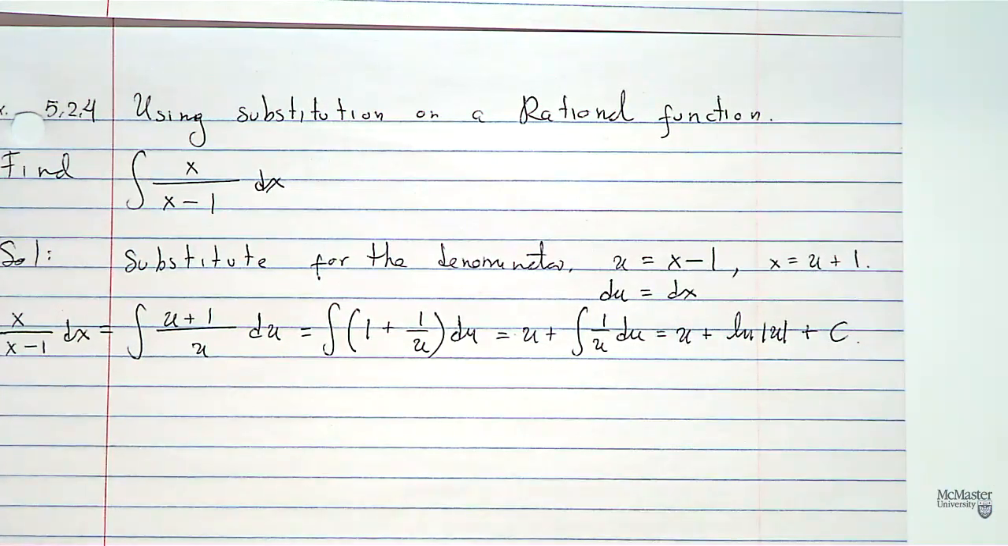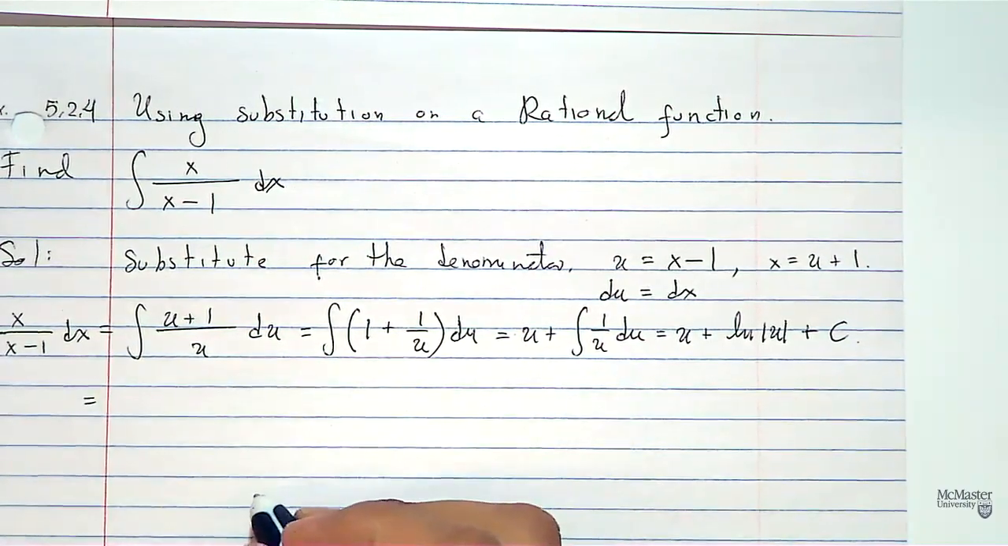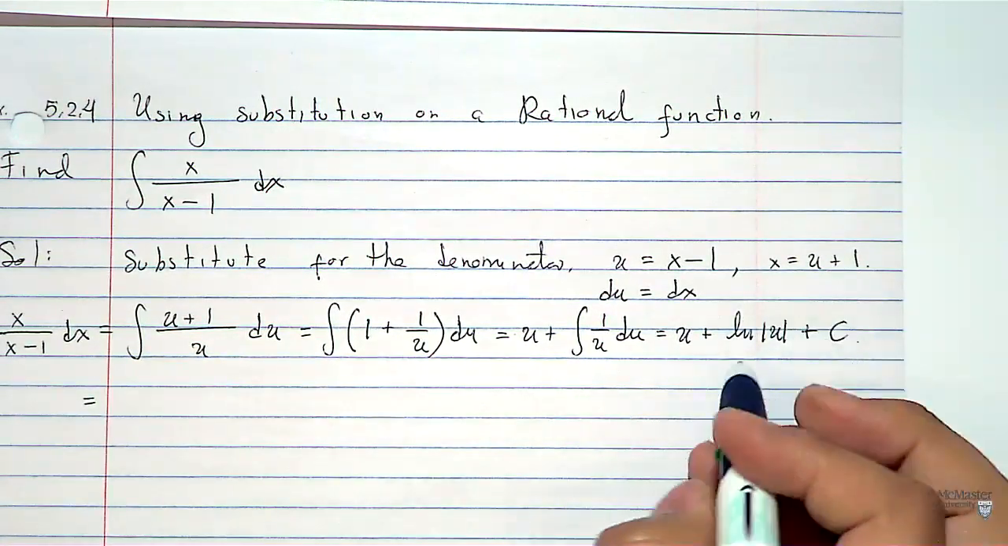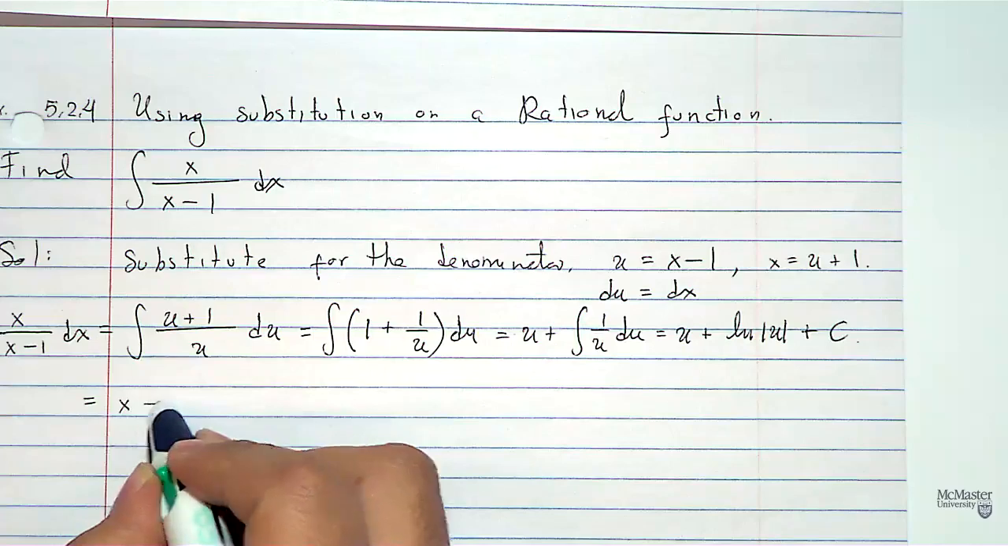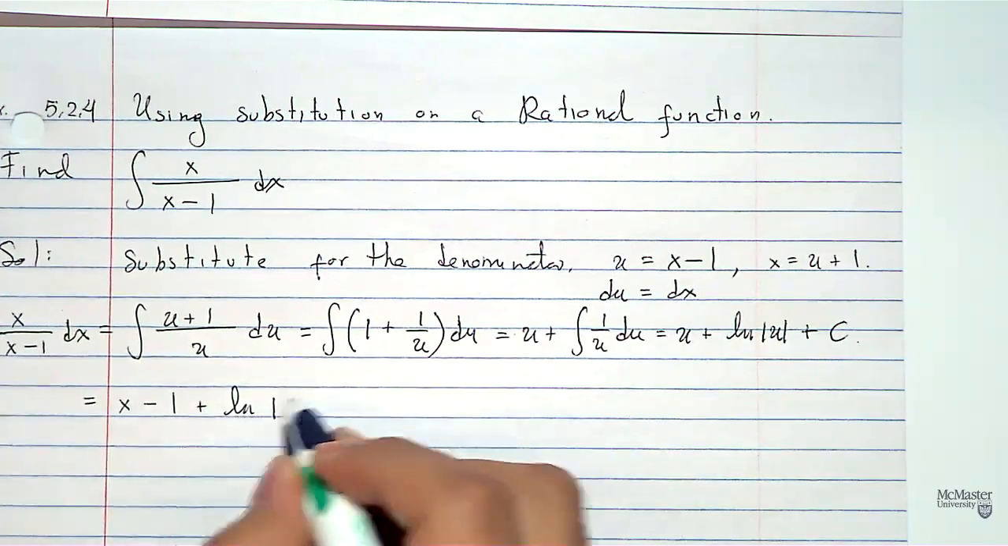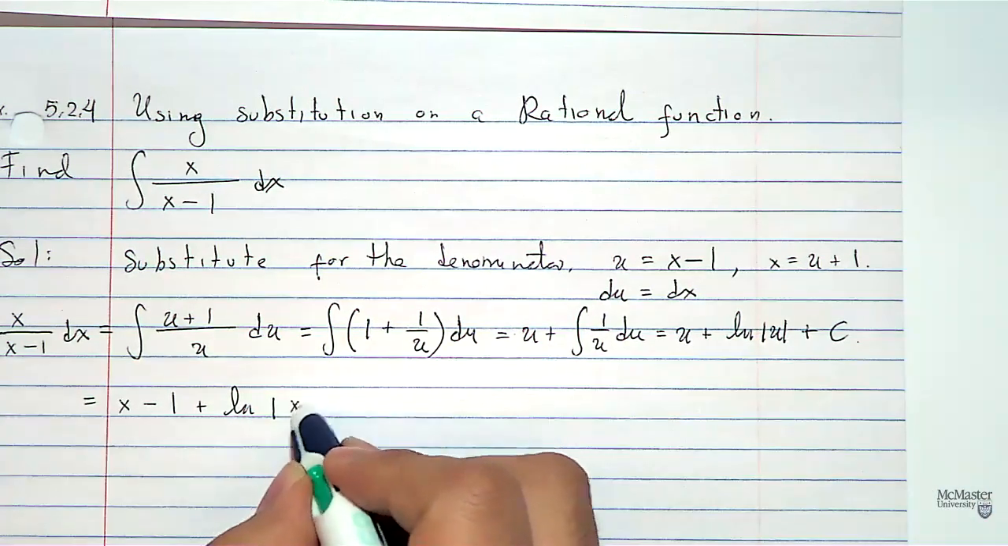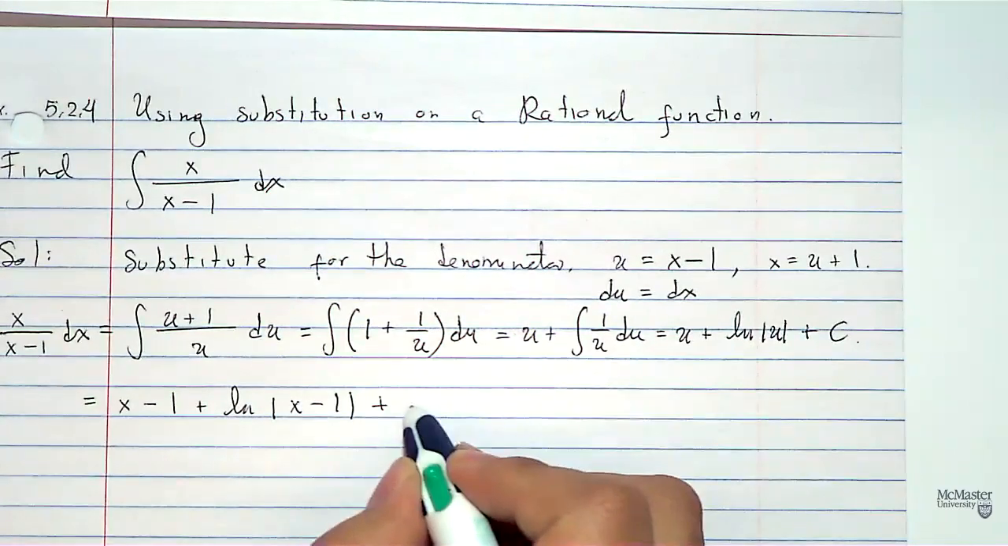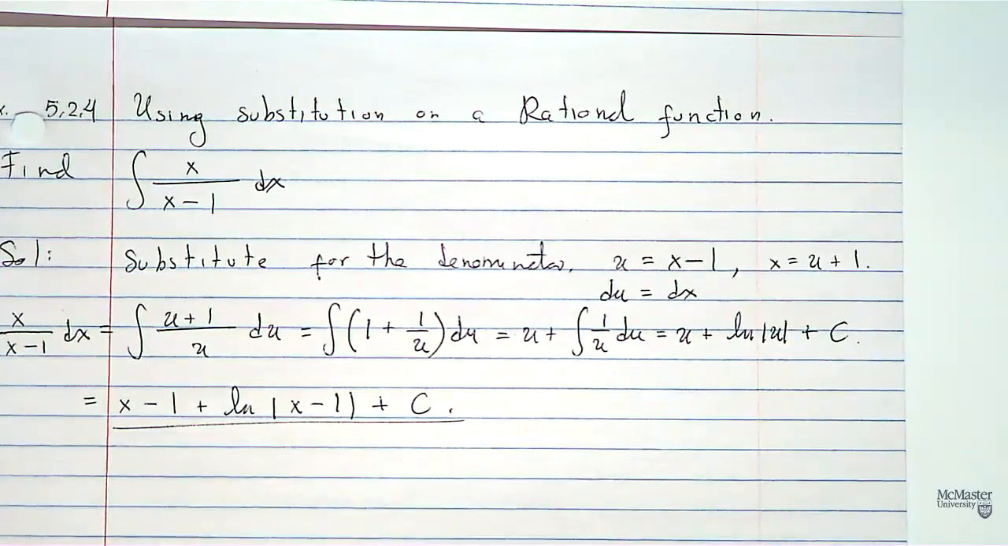Now the final part is to substitute back again for the functions of x. So u was x minus 1, then you had natural log of absolute value of u, which is x minus 1, plus a constant c. And this is the result.